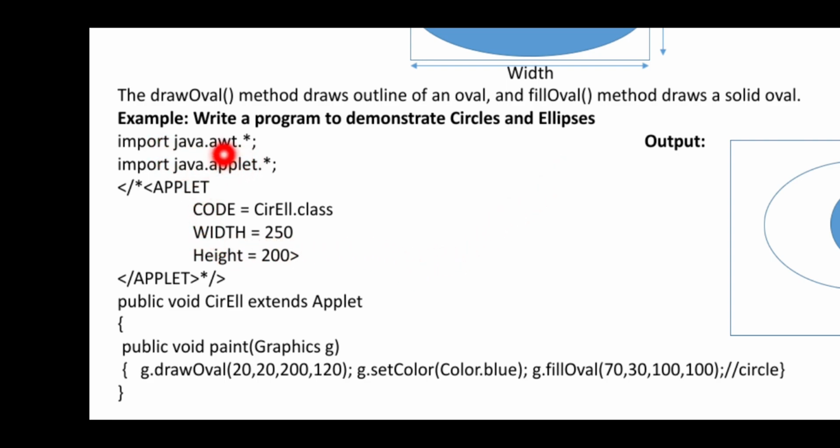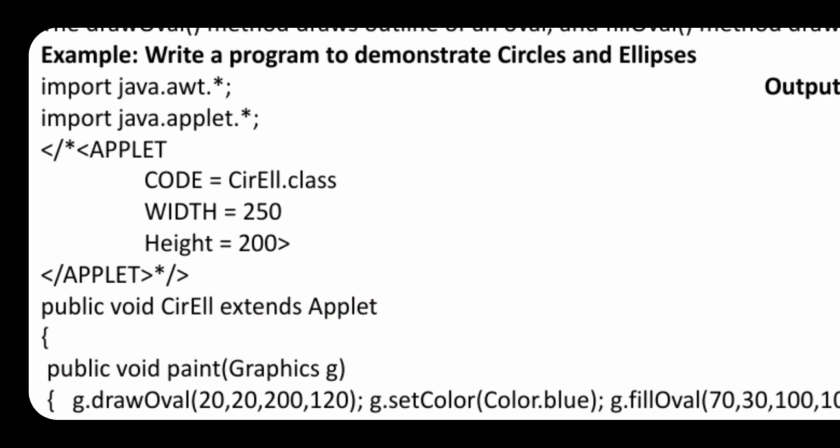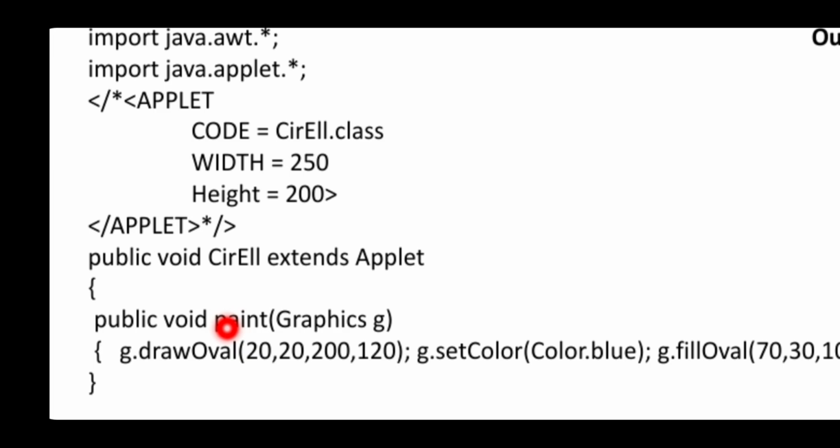As I said, it should be compulsorily defined, and then you're going to have java.applet. Then you will define the applet tag, that is applet code is equal to CircleEllipse.class, because this name and the class name should be the same. If these two are not the same, then you are going to have an error. Then moving to the next statement, public class extends Applet. Then within it you are going to have paint. Paint means I want to draw an ellipse as well as an oval or a circle, we can say.